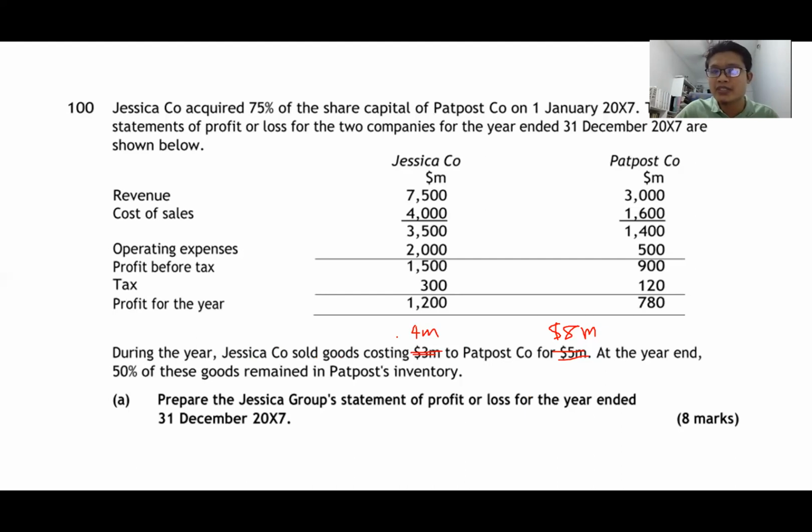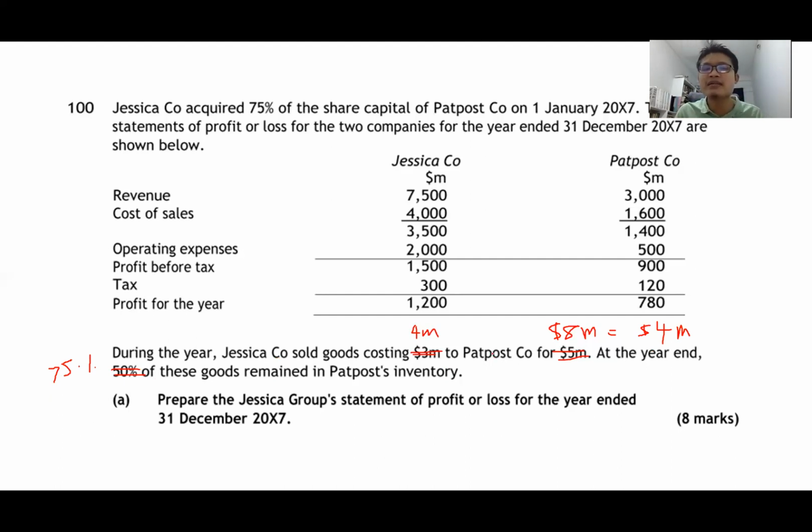So, Jessica, the cost is 4 million, but when Jessica sold, the selling price is 8 million, that means how much profit? 4 million, simple maths, 4 million. Let's say it says at the year end, 75% of this goods remain in Pak Post inventory. Meaning after Pak Post bought from Jessica, he has sold 25% of that.